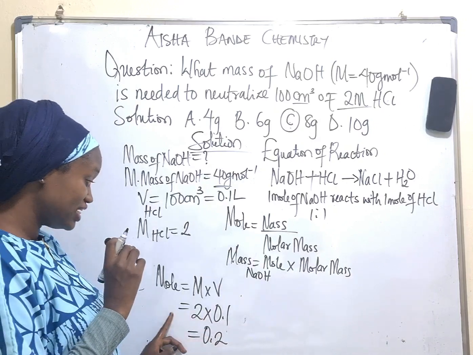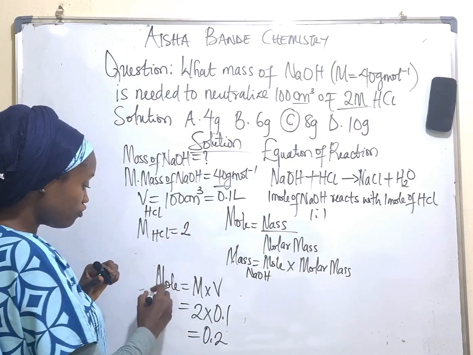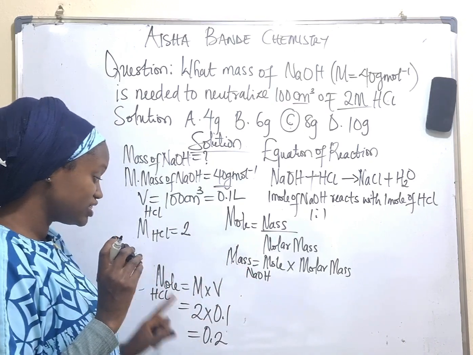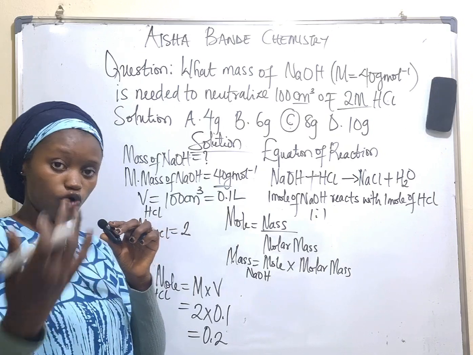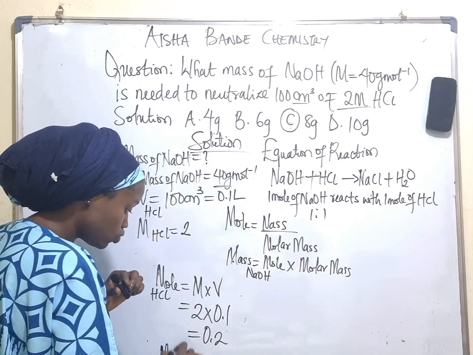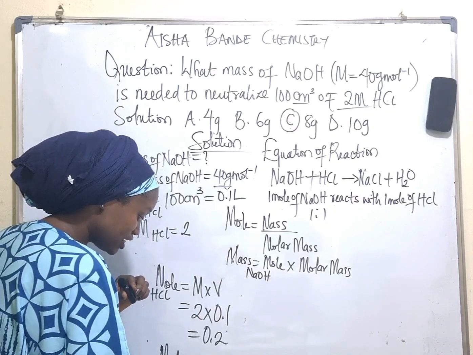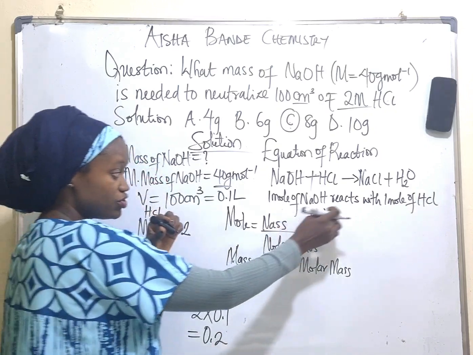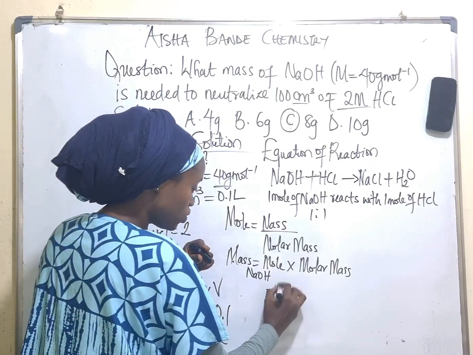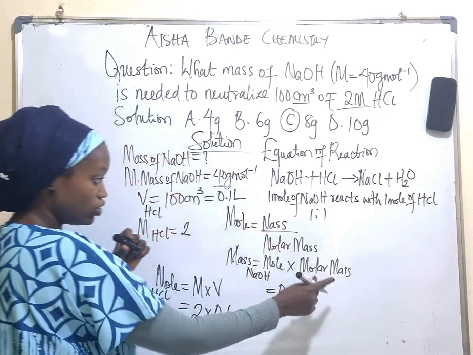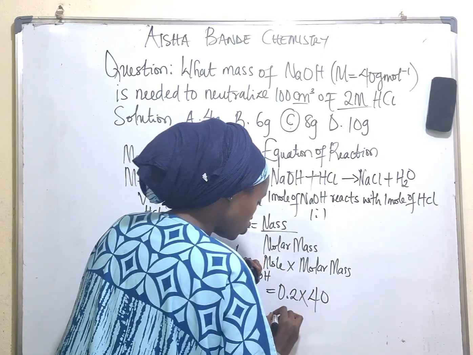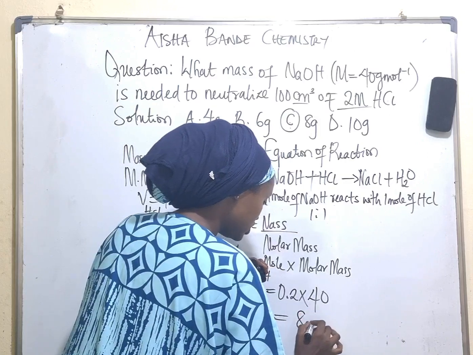So this is the value for the mole. The one we calculated here is the mole for HCl. Since the mole for HCl is 0.2, that means the mole for sodium hydroxide will also be 0.2. Why? Because from the equation of the reaction, we can see that it is 1:1. So we are going to use the value 0.2. So the mass is equal to 0.2 times the molar mass of sodium hydroxide, which is given as 40. If you punch your calculator, 0.2 times 40 will give us 8 grams.